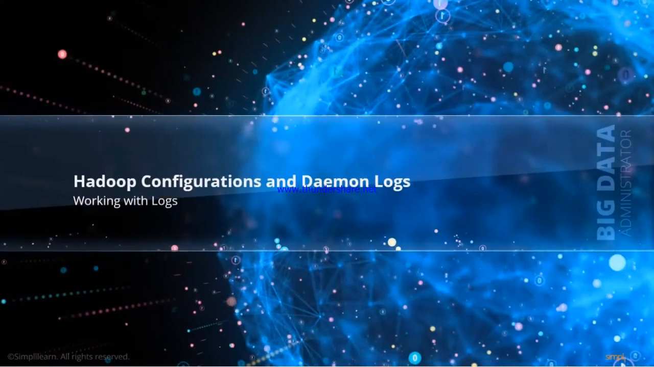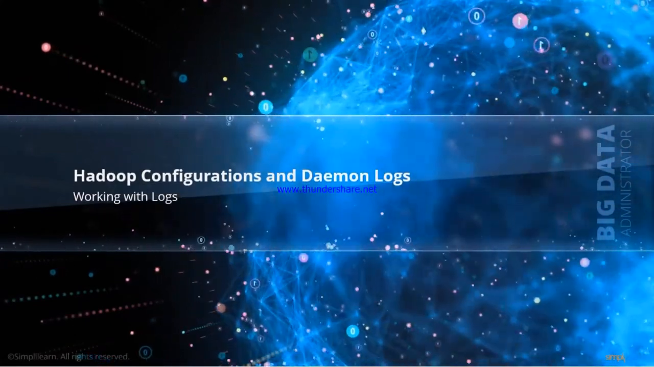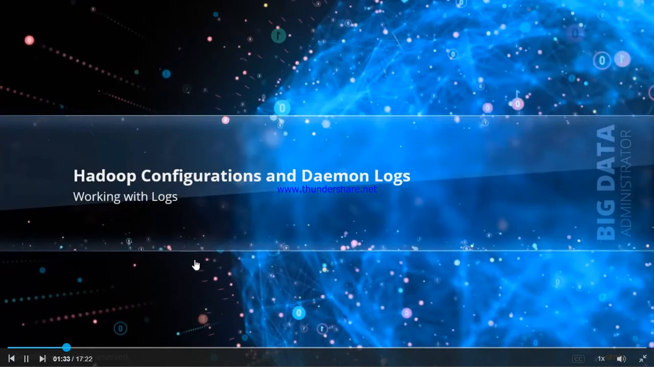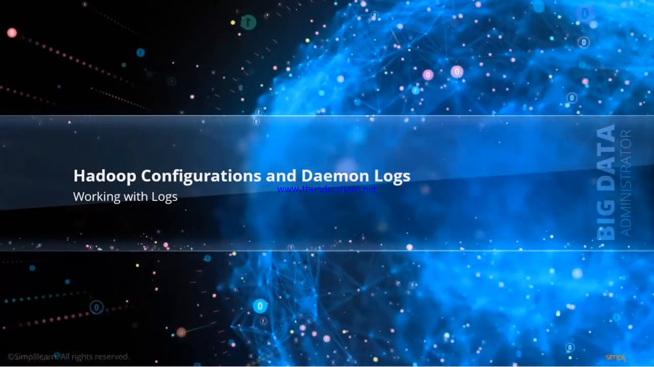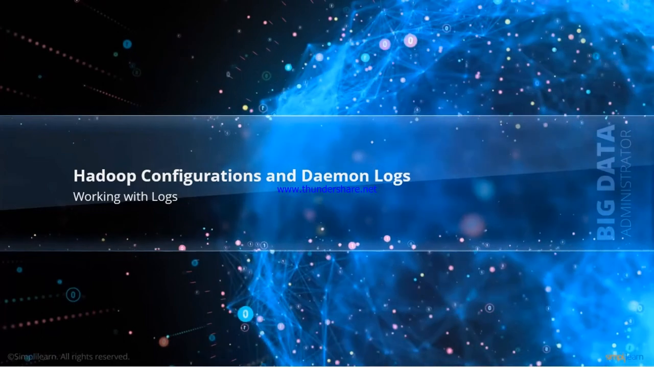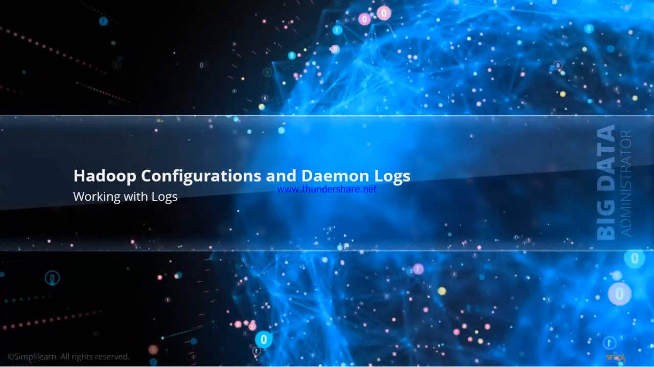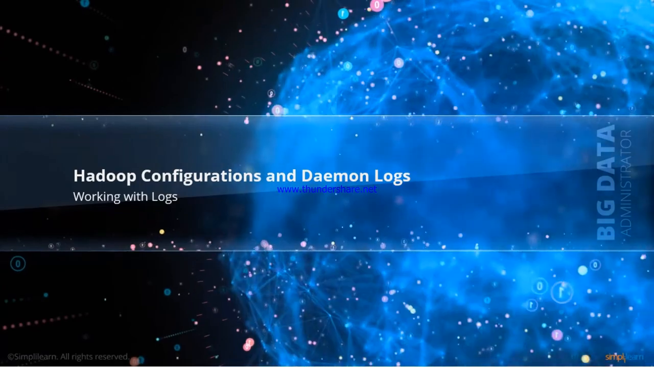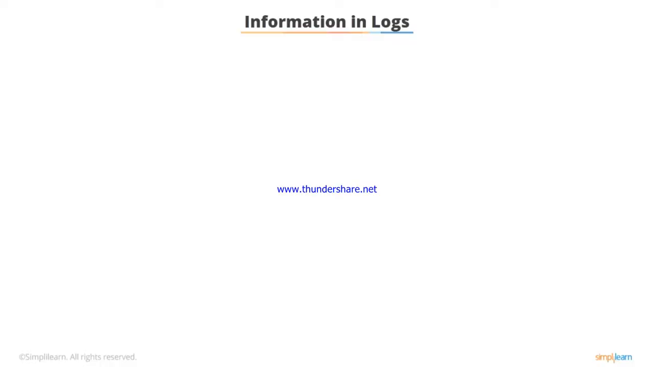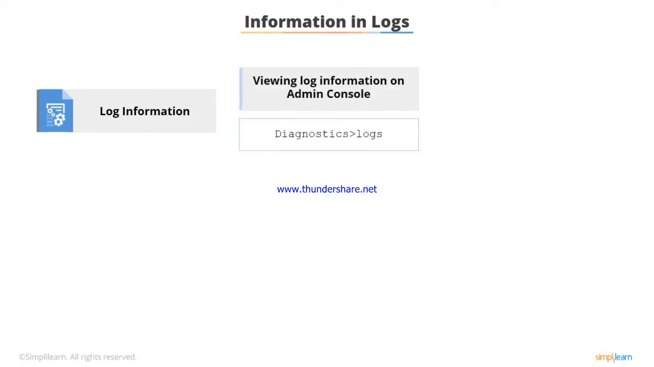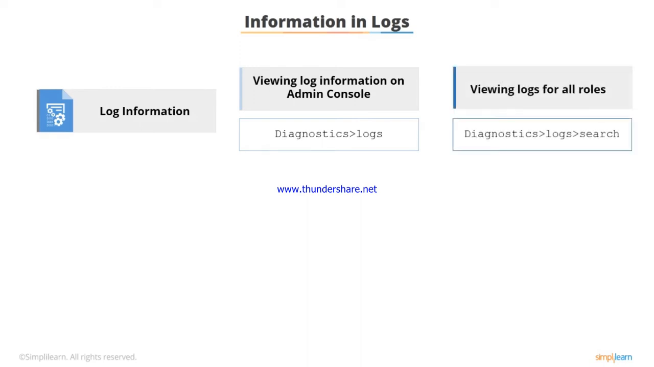Working with logs. All hosts generate logs. Logs mostly include role-related information for normal operations, standard out and standard error files, internal diagnostic information. Let's now see how we can view log information. To view the log information for Hadoop services, navigate to Diagnostics and then click Logs in the Admin console. To view all the logs for all roles, navigate to Diagnostics and then Logs and click Search.